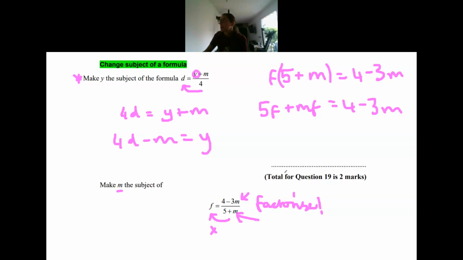So at this stage, I've got 2 lots of m and they're on opposite sides of the equals. I want to get anything with an m on the same side. So I'm going to add 3m. So I get 5f plus mf plus 3m equals 4.